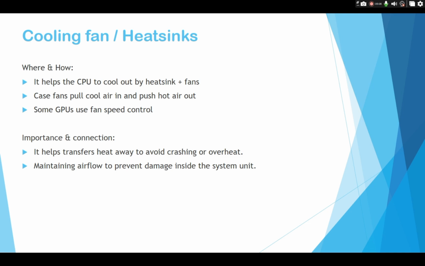Next is cooling fan or heat sinks. Where and how? It helps the CPU cool down through heatsink and fans. Case fans pull cool air in and push hot air out. Some GPUs use fan speed control. Importance and connection. It helps transfer heat away to avoid crashing or overheating. Maintaining airflow to prevent damage inside the system unit.